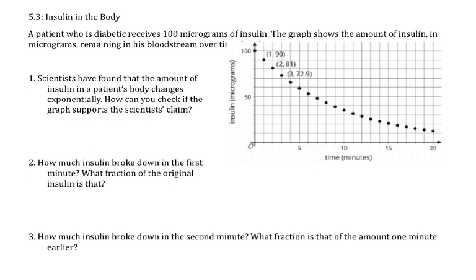And this next problem had to do with medicine, insulin. So insulin is taken by people that are diabetic, and this patient receives 100 micrograms of insulin. So you know somebody that's diabetic, they're taking insulin. In this particular case, this patient is taking 100 micrograms. Here's the graph that shows the amount of insulin remaining in the bloodstream over time.